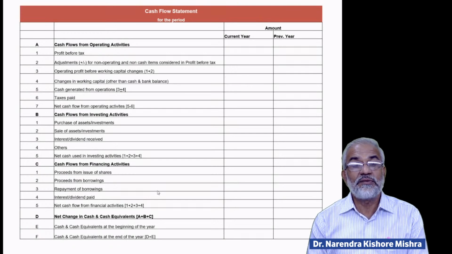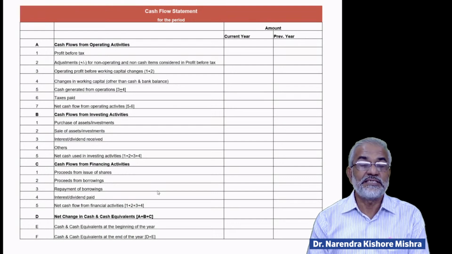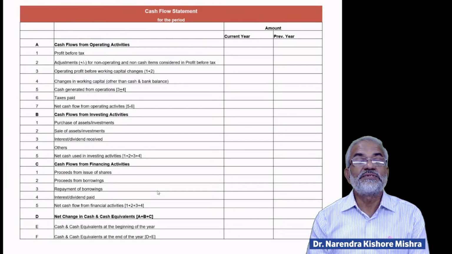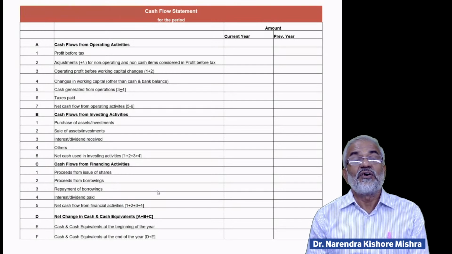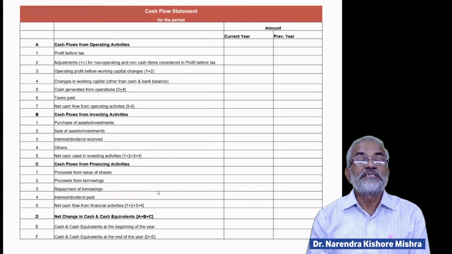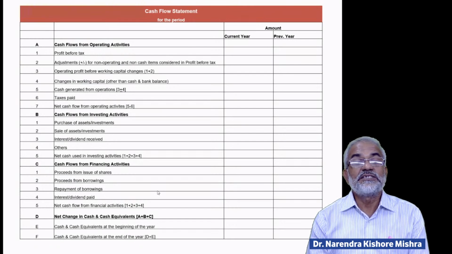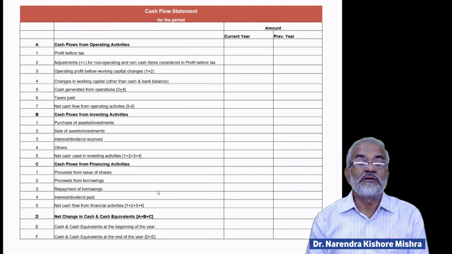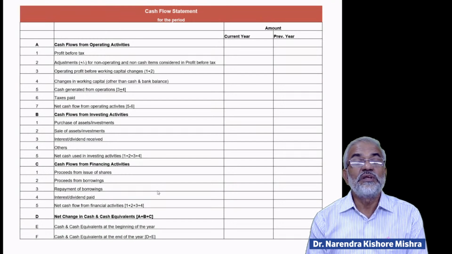Financing activity means where the funds are arranged from for the organization for its very sustenance. Proceeds from issue of shares or debentures even. Then proceeds from borrowings. Borrowings may be either in the form of debentures or loans taken from banks. These two would be the inflows of cash from financing activities. Then repayment of borrowings will be the outflow of cash. Interest and dividend paid on shares and bonds issued by the company will result into outflow of cash.